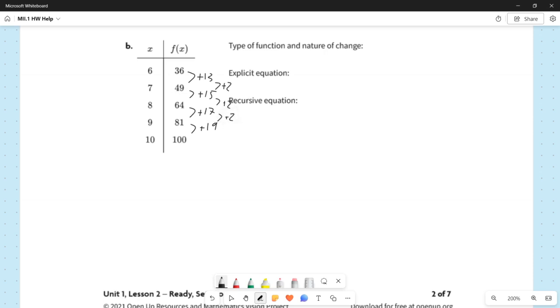And so we see that there's a constant for our second difference. So between the fact that we have a linear pattern in our first difference and a constant in our second difference, that tells us that this type of function is a quadratic.